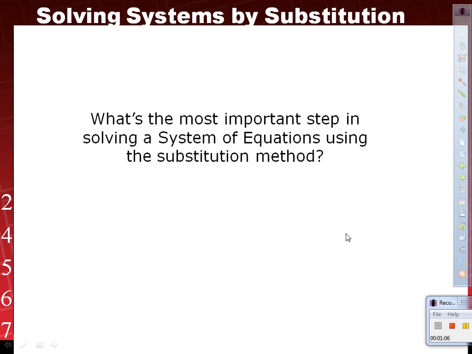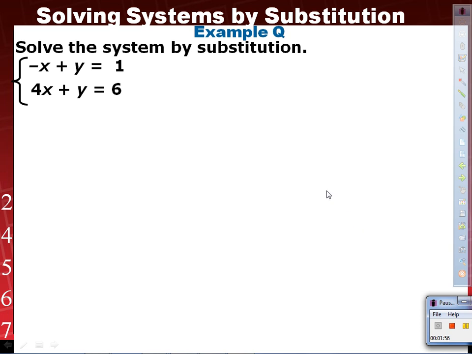All right? So we're going to go straight. I'm not going to give you the steps because we're going to come up with the steps together. I want us to get started with the practice problem. Let me go to example Q. Okay, copy example Q.